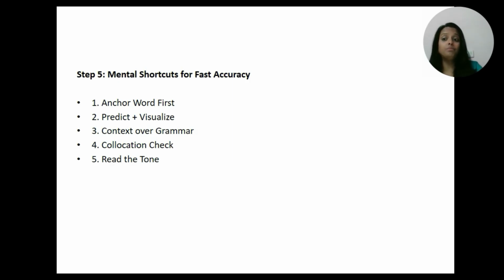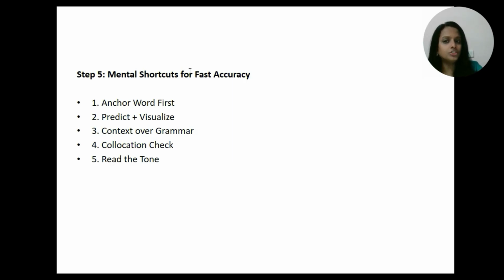And the second one, predict plus visualize. So always imagine the full sentence before checking out the options. And the third one, context over grammar. Even if the grammar seems okay, sometimes you might feel the grammar seems correct, but the word must make logical sense in context. So you have to give preference for the context over grammar.